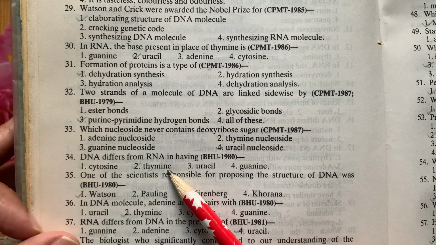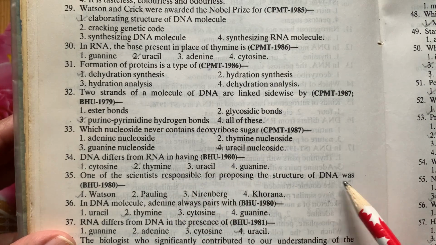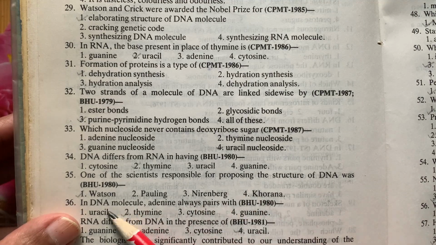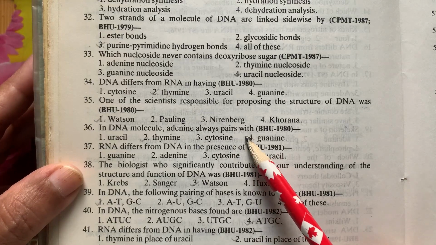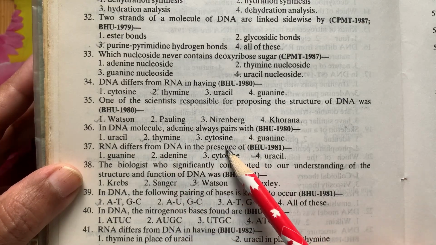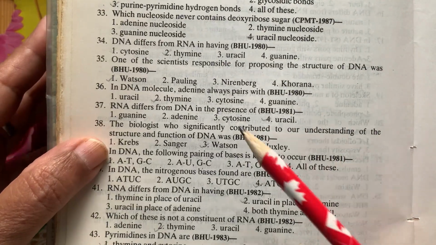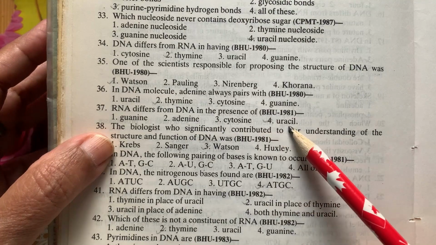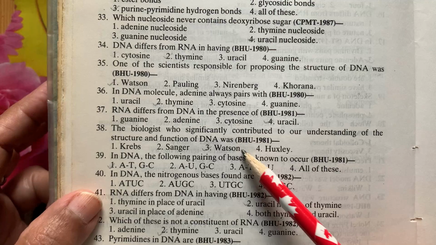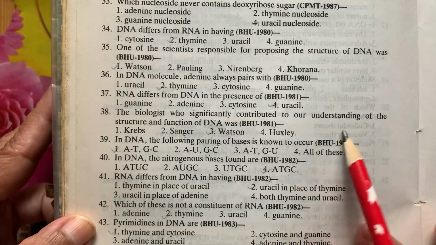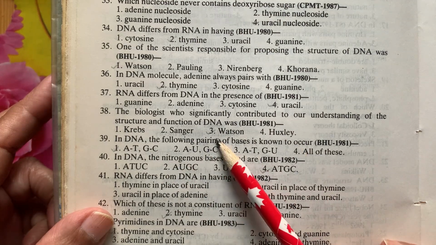Correct option is thymine. One of the scientists responsible for proposing the structure of DNA was Watson, Pauling, Nirenberg, or Khurana? Correct option is Watson. In a DNA molecule, adenine always pairs with uracil, thymine, cytosine, or guanine? It is thymine. RNA differs from DNA in the presence of guanine, adenine, cytosine, or uracil? The correct option is uracil. The biologist who significantly contributed to our understanding of the structure and function of DNA was Krebs, Sanger, Watson, or Huxley? It is Watson.